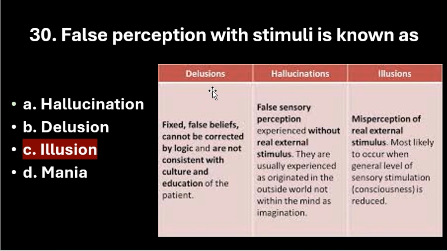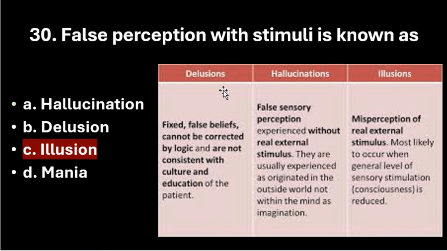Delusion is the false belief. This is the problem of belief or thought process or cognition. It is a false belief, that is delusion. Hallucination, there is no external stimuli. Without an external stimuli, there is false sensory perception, that is hallucination. Illusion, there is a stimuli but with misperception of the external stimuli, that is illusion.